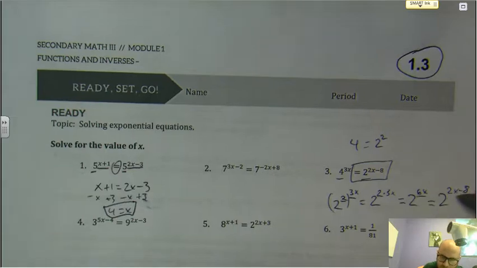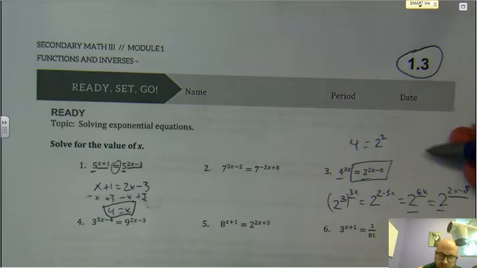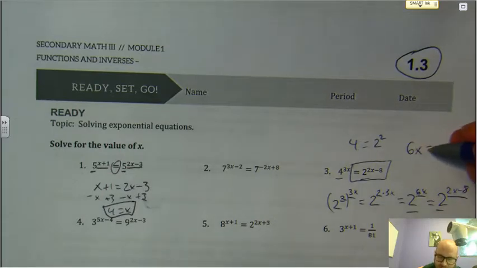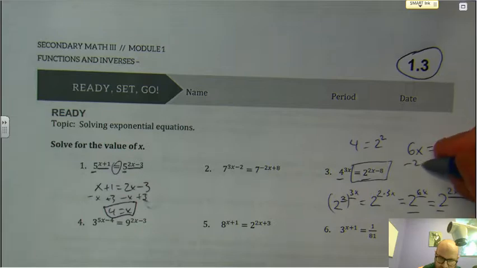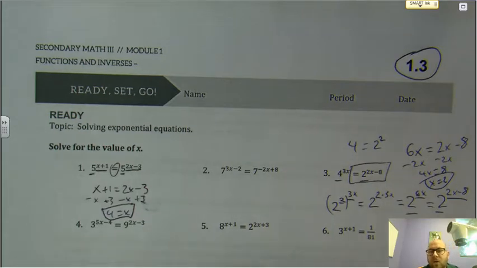At this point, we have the same bases, so our exponents must be the same. So this is going to be 6x equals 2x minus 8. Subtract 2 x's. 4x equals 8. x equals 2. Call it good. Okay, so be looking out for those.